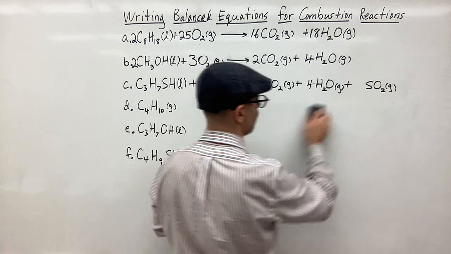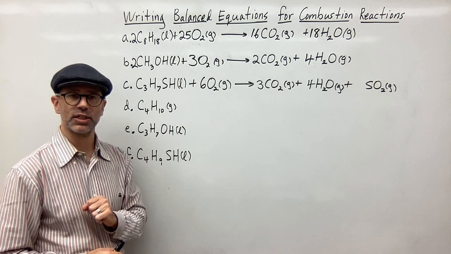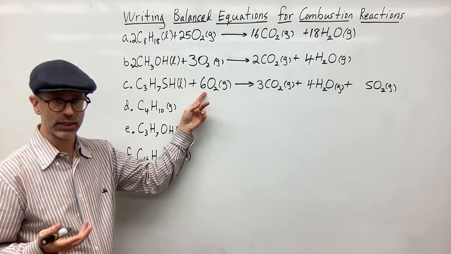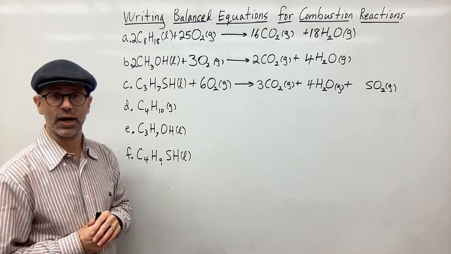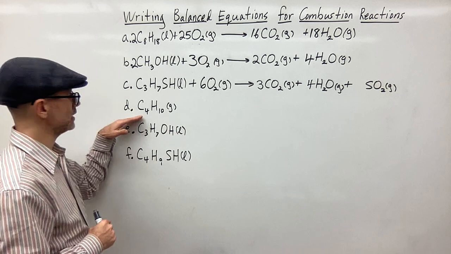So now we have a balanced chemical reaction of combustion. And notice in this case, I didn't have to use a fraction to balance, so I don't have to multiply by a factor. Okay, let's go to D.